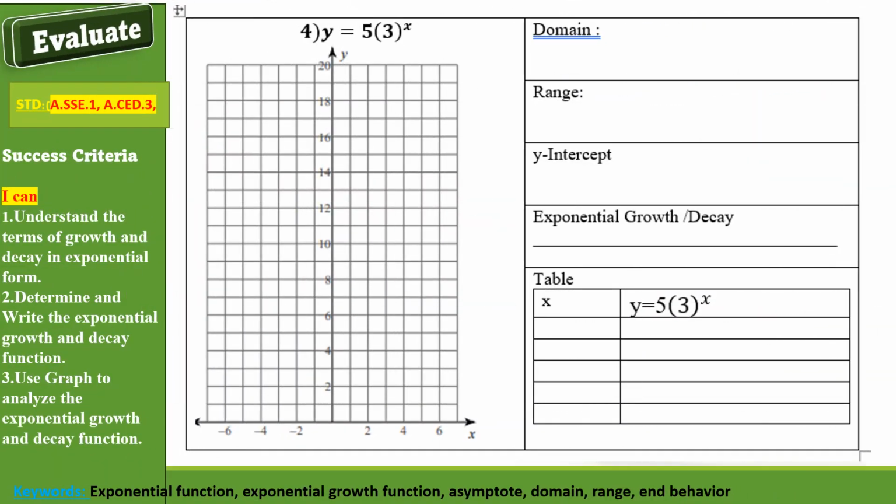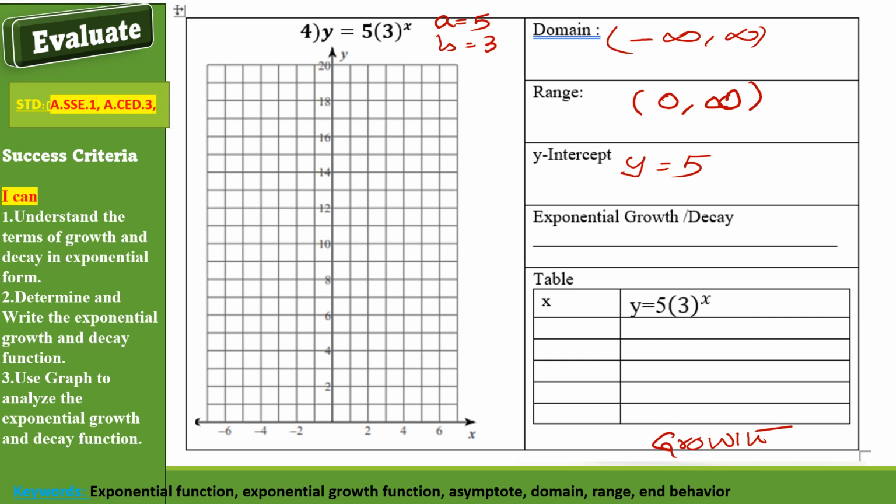Make one more graph so that you can practice. So what is the a? a is 5 and b is 3. It's a growth function because the 3 is greater than 1. Now, y-intercept is actually the a value, which means the 5. Domain is all real numbers, which means negative infinity till positive infinity, and range we memorize 0 till infinity for any growth function. So here it is our growth.